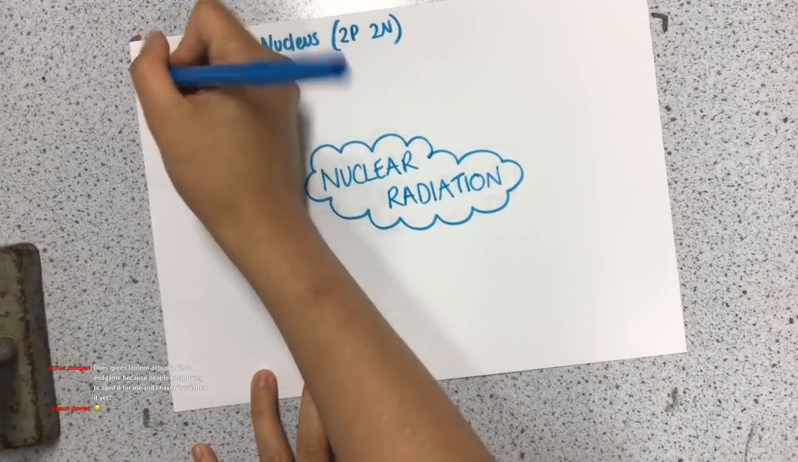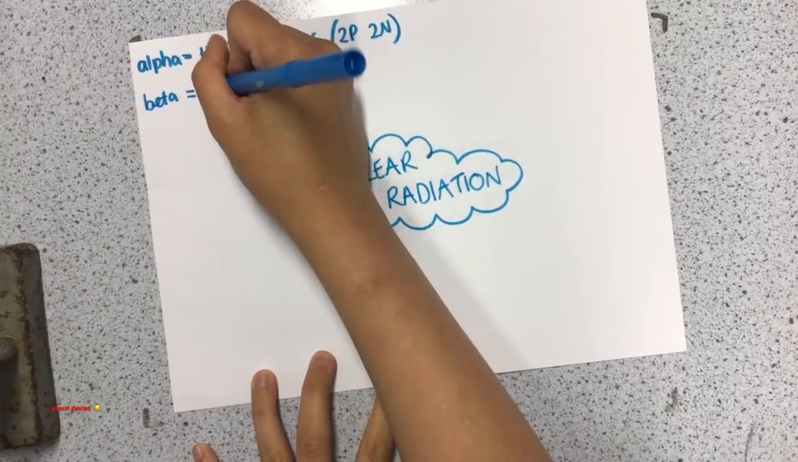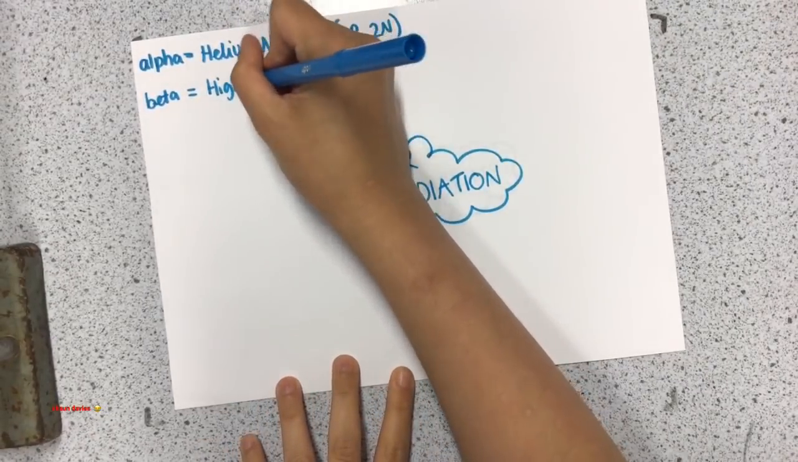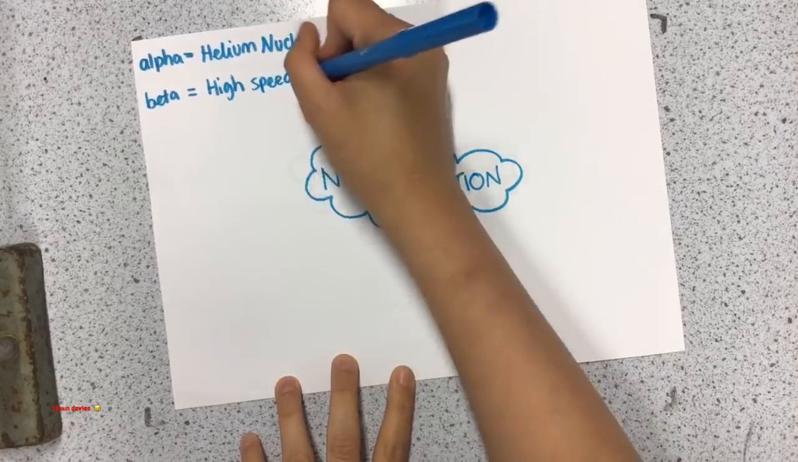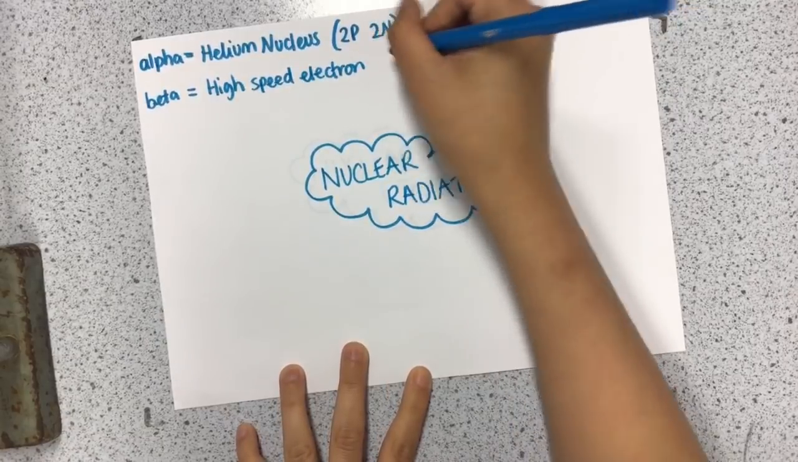Beta is a high-speed electron. You can't just say an electron, okay? You have to say a high-speed electron that's been ejected or emitted from the nucleus.